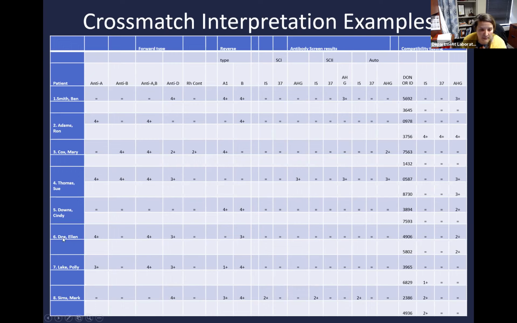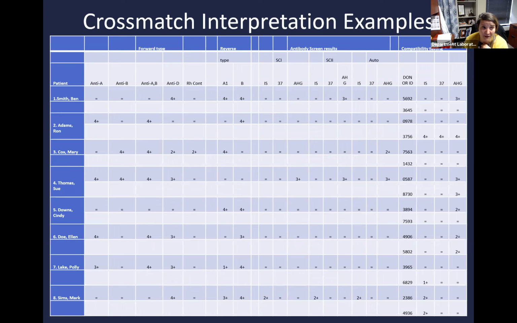And then the next patient, we have A positive with a negative IAT, but notice that we have both units that were cross-matched popped up incompatible at AHG phase of testing. So what could possibly be happening here would be both of these units might be positive for a private antigen that we did not detect on the IAT.